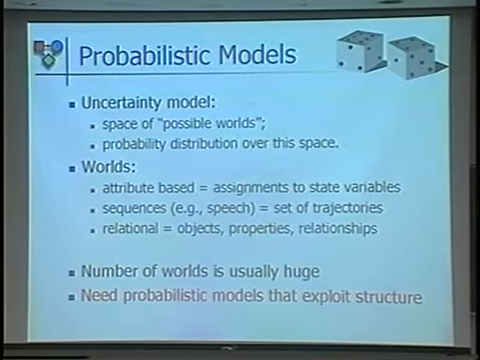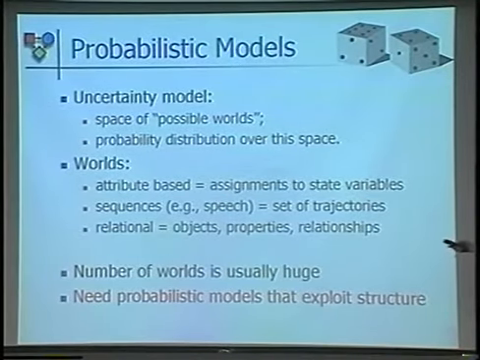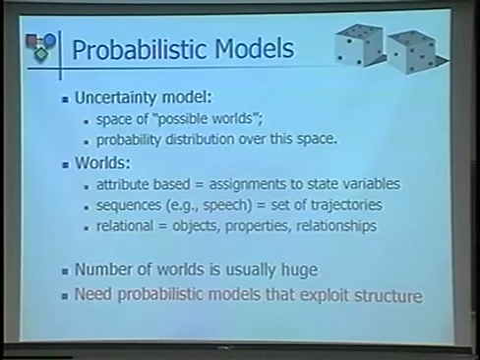For instance, in the standard feature-based or attribute-based representation of possibilities, the worlds, the elements in the probability space, are the set of possible assignments to a set of state variables.